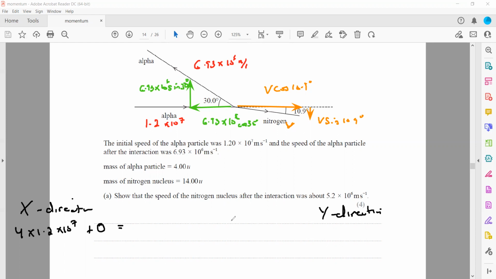So it will be equal to 6.93 into 10 to the power 6 multiplied by cos 30. But because it is in the opposite direction, we put a negative sign. Why? Because the direction has changed. First, the horizontal component of the alpha particle was moving towards the right hand side, but it recoiled, so it is moving towards the left hand side.